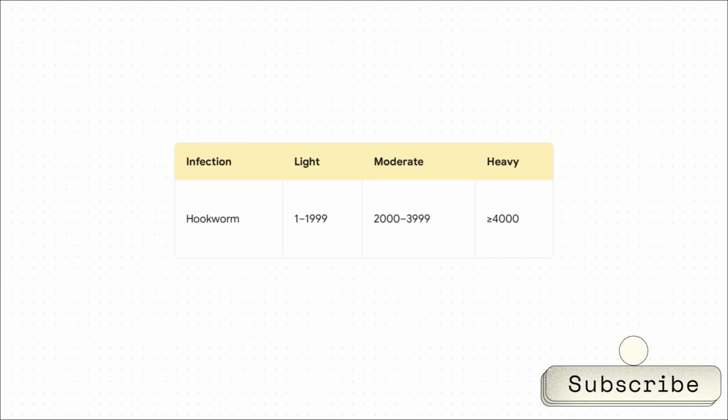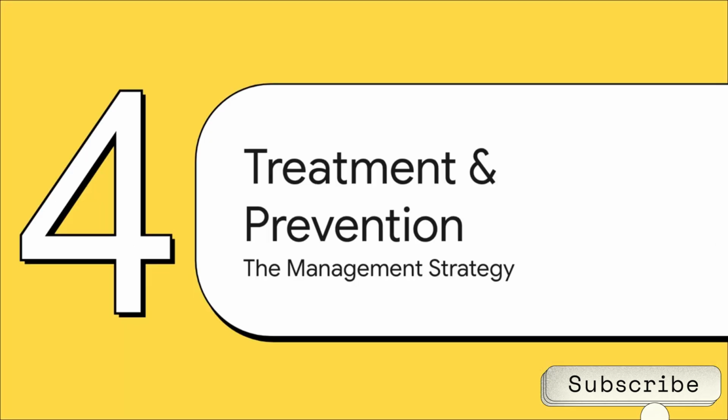Diagnosis isn't just a simple yes or no. We also quantify the infection by counting the number of eggs per gram of stool. The WHO gives us these cutoffs for light, moderate, and heavy infections. And this is really important clinically because the morbidity, especially how bad the anemia gets, is directly tied to the worm burden.